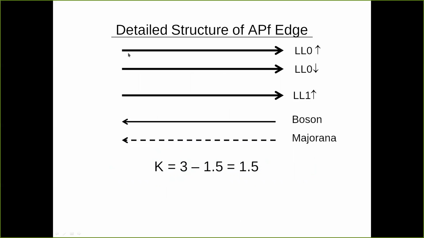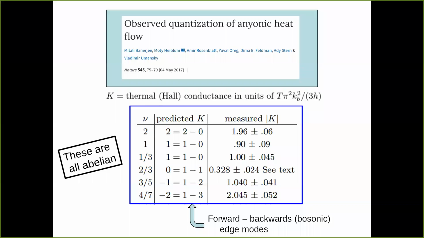Just to tell you how this works, you start with 3 filled Landau levels. Each one of those has one edge mode going forward. Then you remove from the top Landau level the Moore-Read Pfaffian. That has a bosonic mode going backwards and a Majorana mode going backwards. So it's 3 forward, 1.5 backwards. That gives you 1.5 total, the prediction of 1.5. But why did we subtract? In all of these cases, we subtracted and we got the right answer.